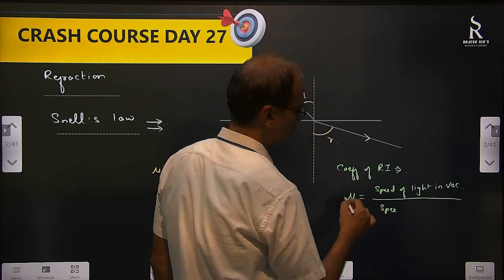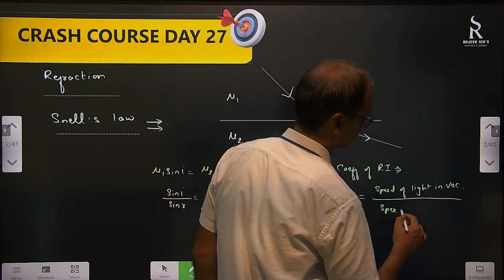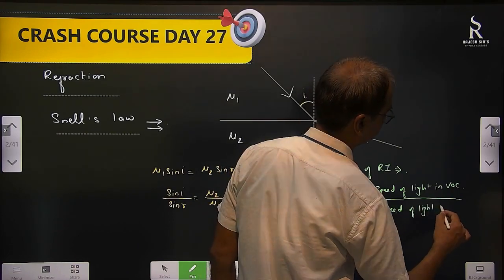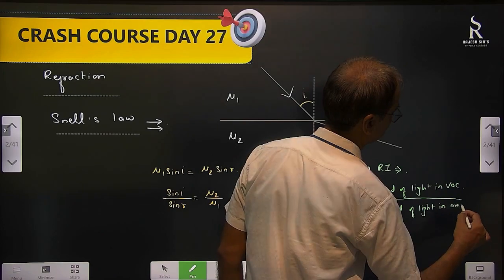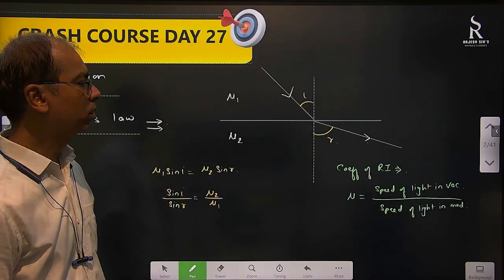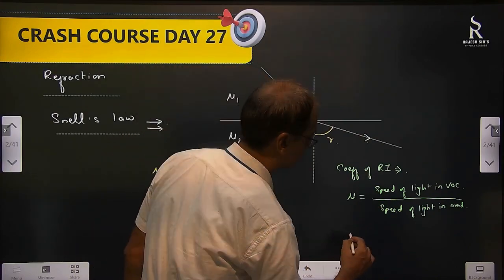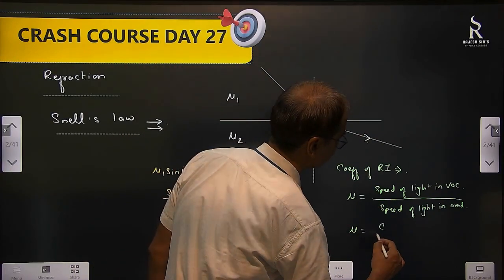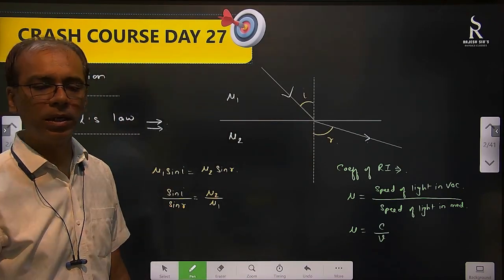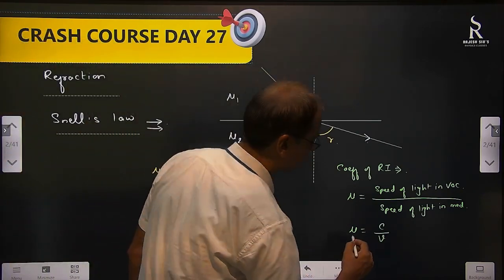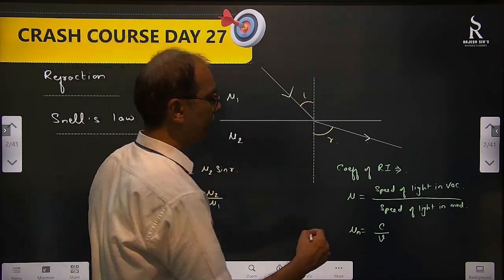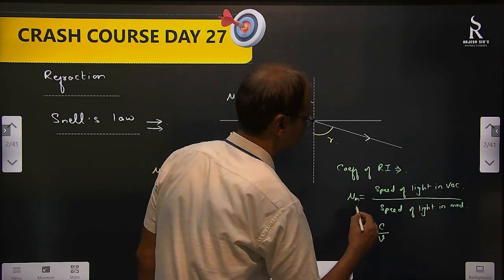Which medium? Whose refractive index is this? Speed of light in the medium. So mu is equal to actually what? c by v. Whose mu is this? The medium's mu. Mu of the medium here.